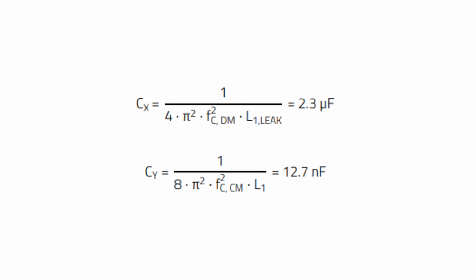Now, FCDM is the corner frequency of the differential mode filter, in hertz. FCCM is the corner frequency of the common mode filter, also in hertz. L1 is the inductance of the common mode choke, in henry. L1 leak is the leakage inductance, also in henry, and that is derived from L1 divided by 200, the empirical value. Based on these values, we know that a capacitance of 2.2 microfarad is used for CX, and a capacitance of 14.1 nanofarad is used for CY.